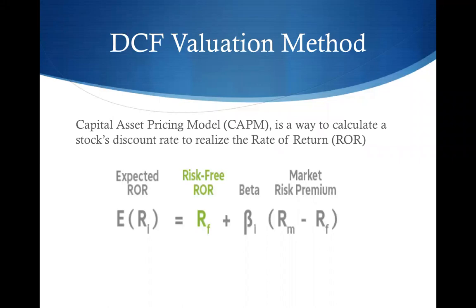The DCF valuation method uses the capital asset pricing model. Some people may refer to it as the CAPM. It's a way to calculate the stock's discount rate to realize the rate of return. And the expected rate of return right here is just a little equation to help you get an idea of it. I know this might look kind of confusing, but I'm going to break it down later on to give you an idea of how it's illustrated and how you get the rate of return. Then later on, I'm going to give you an example of the worksheet and go over a couple of things inside the worksheet to help you understand this equation.